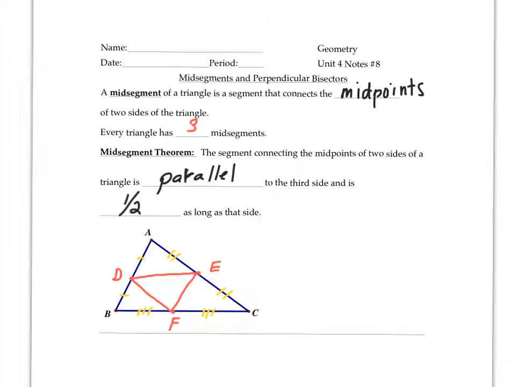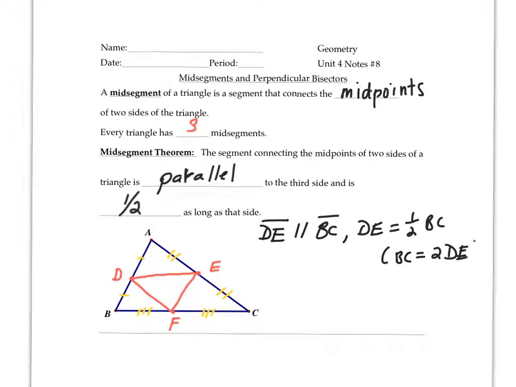Okay, so we're going to write down a few relationships here. DE, that midsegment, is parallel to BC. And according to the midsegment theorem, DE, the length of it, so no symbol above it, is equal to 1/2 of BC. That also means that BC is equal to 2 times DE. If you double the midsegment, it gives you the length of the third side.